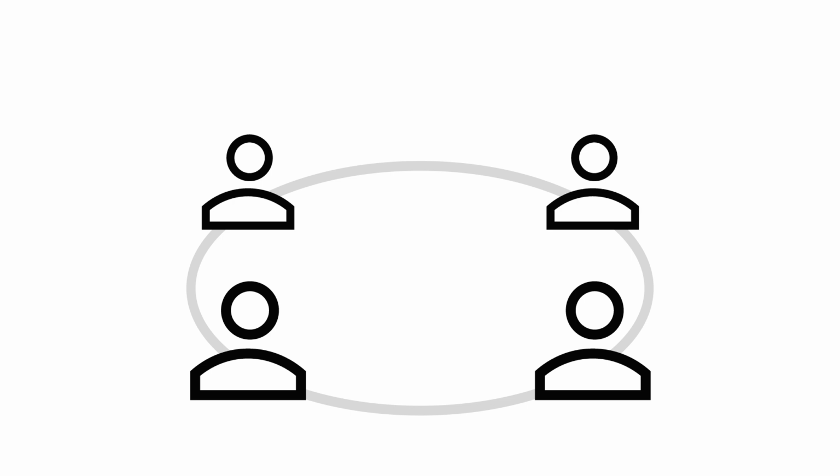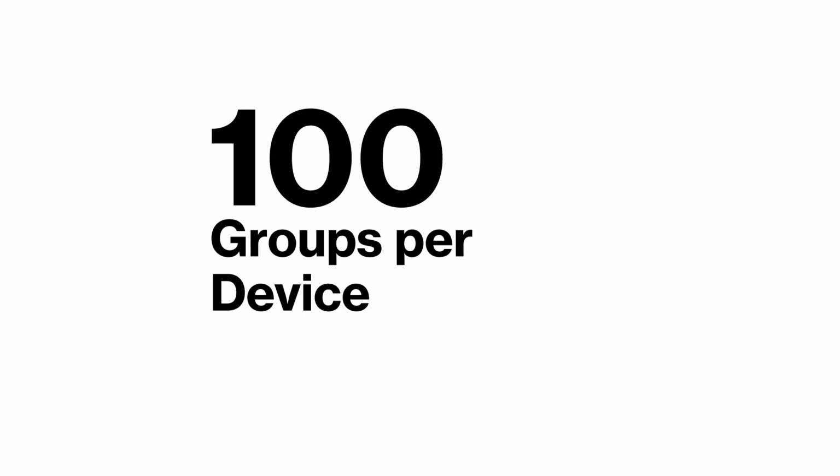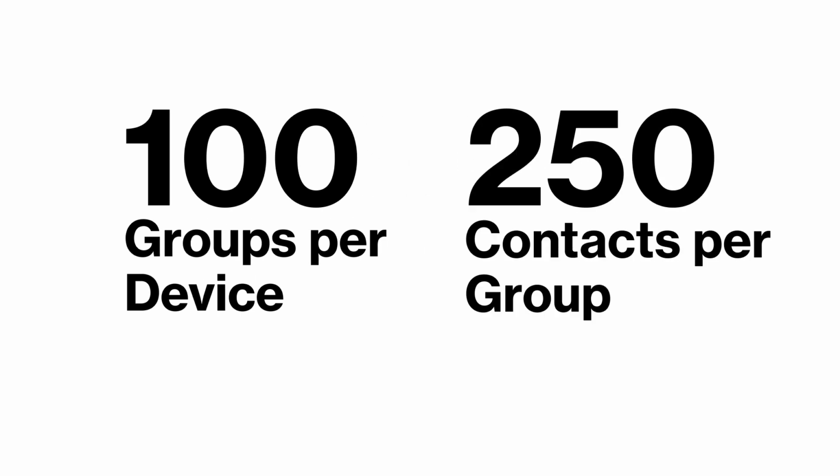Assigned contacts within a push-to-talk group may have one of 2 roles: participant or supervisor. The supervisor role allows a contact to take the floor in an active group call. This helps the supervisor keep calls on track and be productive. Up to 100 groups can be assigned to a single device, with a maximum of 250 contacts per group.